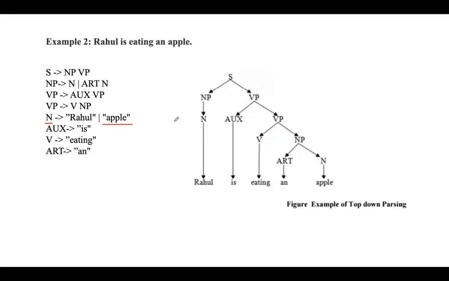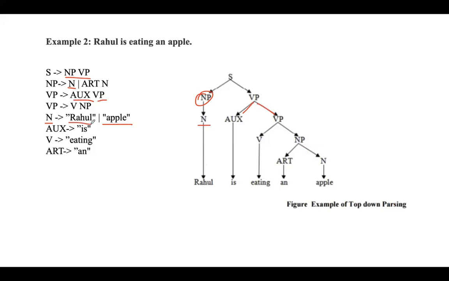Here you can just see this example with a single diagram, because in our first example, we already saw it clearly. So S derives NP, VP. Yes. Now expand this left side node. Take NP derives N. And then VP derives auxiliary verb and VP. Yes, VP derives auxiliary verb and VP. And after this, this noun derives Rahul.